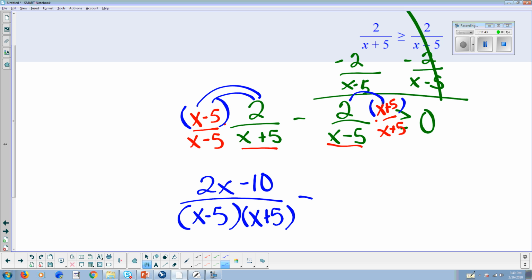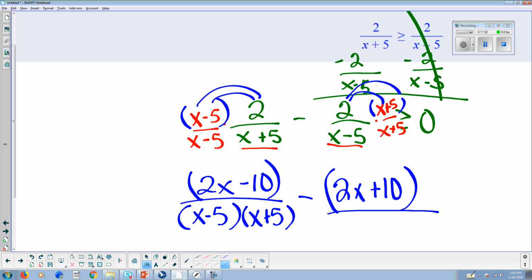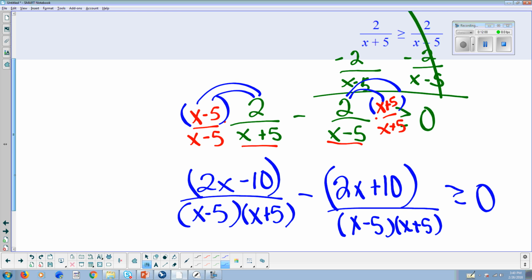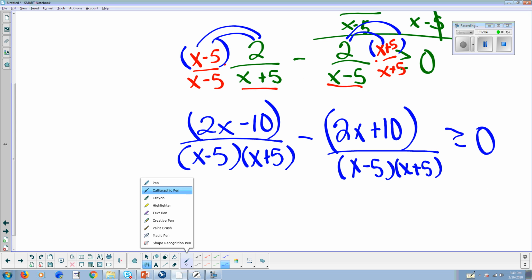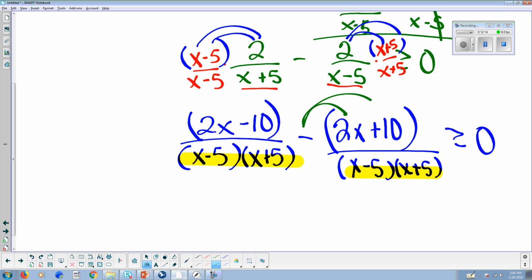distributive property, 2 times x is 2x, 2 times 5 is 10. Notice how I'm going to wrap the numerators up in parentheses. That's important here. Over the quantity x minus 5 times x plus 5 is greater than or equal to 0. Now I've created a common denominator, x minus 5 times x plus 5 in both fractions. So I can combine these, but those parentheses were important because I'm going to have to distribute the negative in.